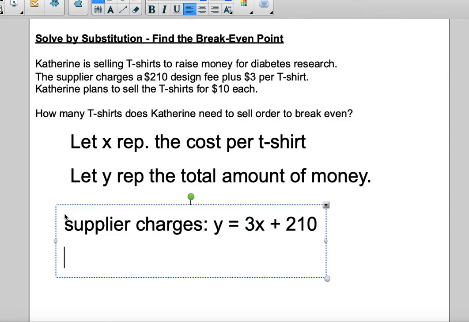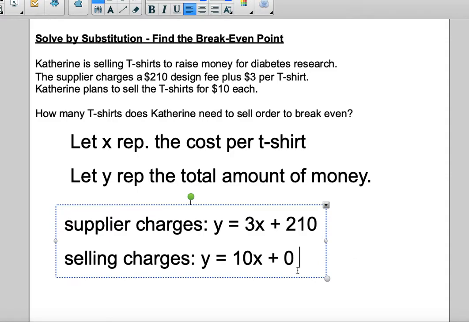And then Catherine, so the selling charges, how she's going to sell her shirts, we know she's going to sell them for a total price of $10 per t-shirt with no initial value. So this equation doesn't have a constant like this equation does. So if you like to put a constant, you can put the plus 0 just to fill that b value space, or you can leave it off.